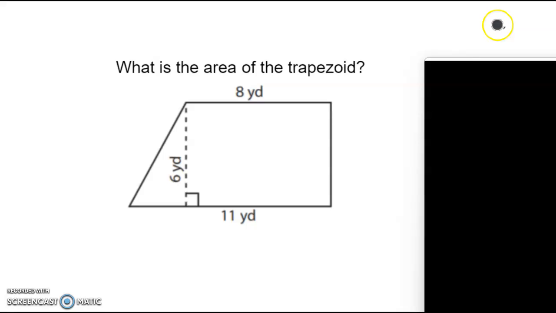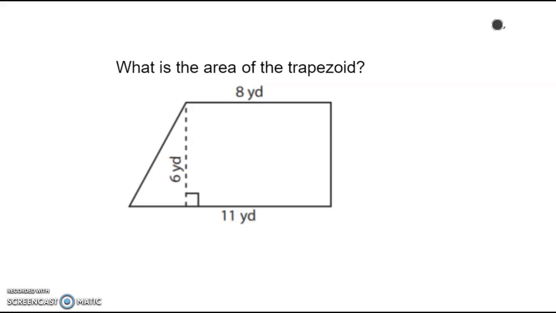All right, we're going to find the area of this trapezoid. Sorry, I can't make that part go away. Ooh, there it goes. The area of a trapezoid.